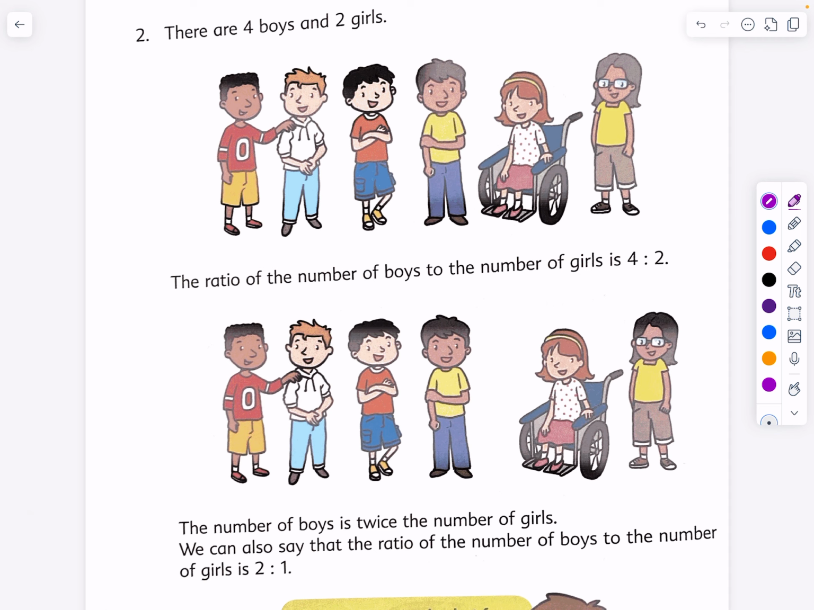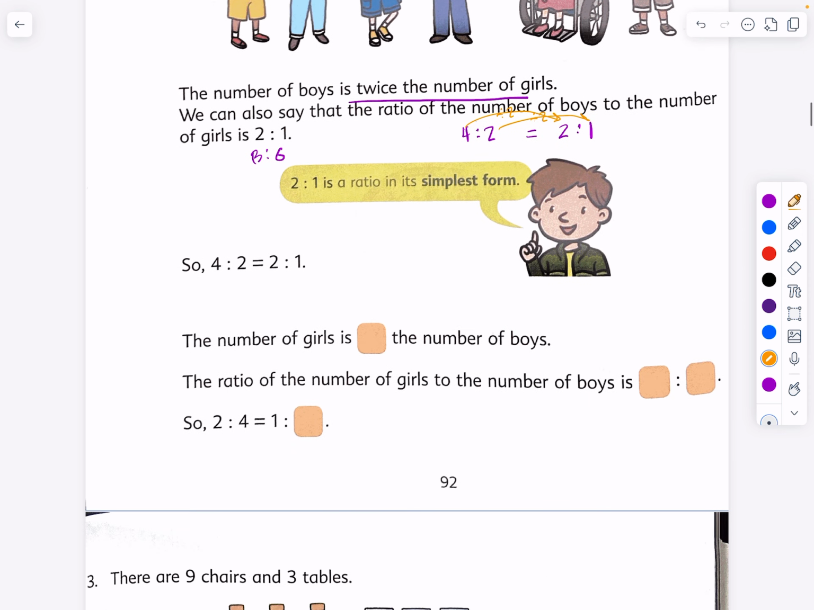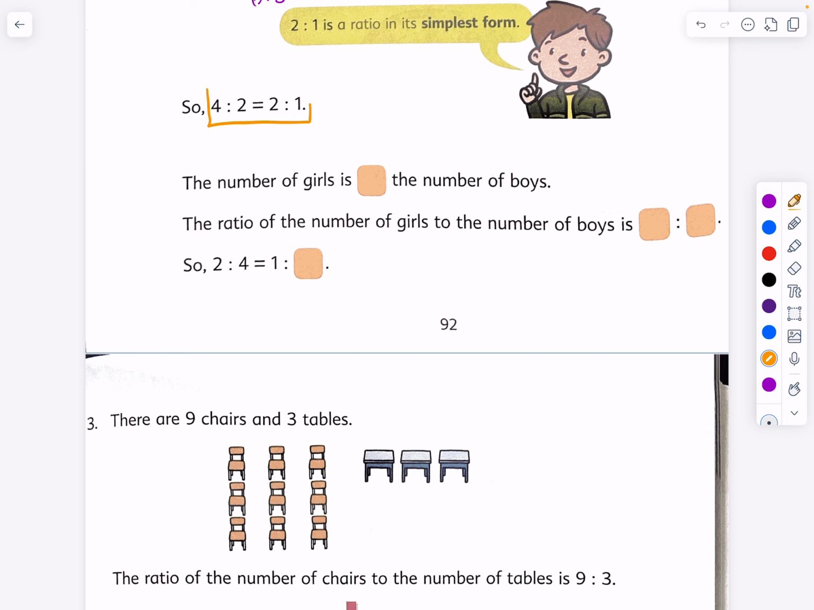There are 4 boys and 2 girls. The ratio of the number of boys to the number of girls is 4:2. The number of boys is twice the number of girls. Yes, I agree. You can also say that the ratio of the boys to the girls is 2:1. We can write it down as 4:2 is equivalent or same as 2:1. We simplified a ratio. I hope you see how we did it. We divide each quantity by 2, by the same factor. So 4:2 is the same as 2:1, just like we simplify fractions.